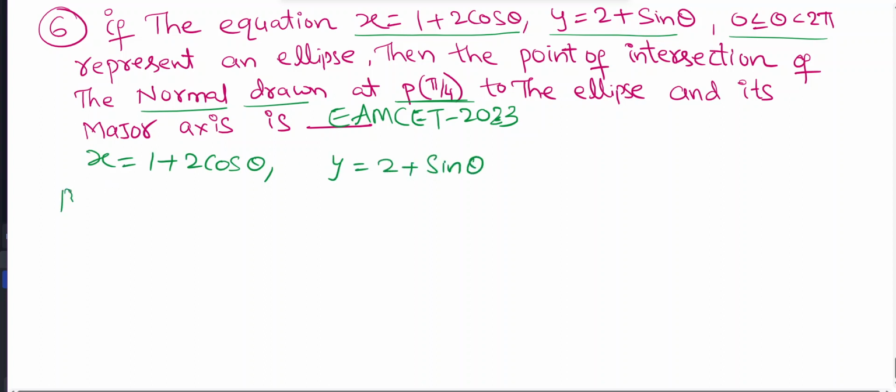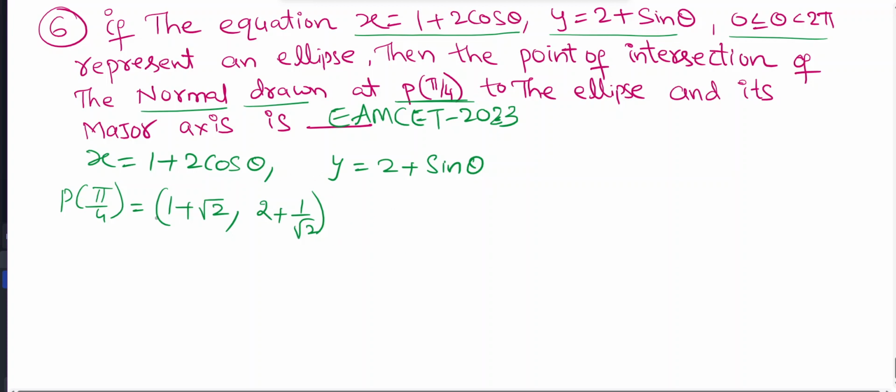Now we find P(π/4), that is (x, y). Substituting 45 degrees in this equation, 1 + 2cosθ, where cos 45° is 1/√2, so 2/√2 is √2, and y = 2 + sin 45°, which is 1/√2. This is the point P(x, y) = (1 + √2, 2 + 1/√2).